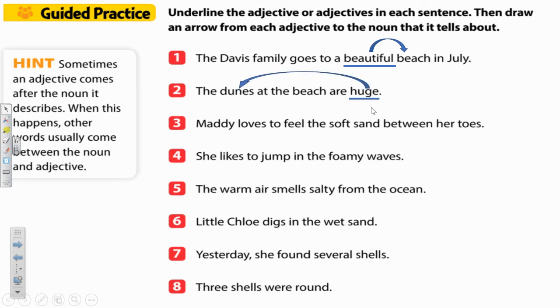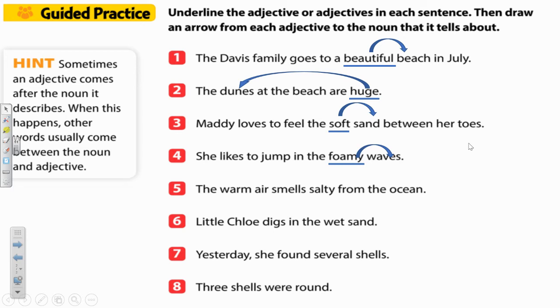Number 3, Maddie loves to feel the soft sand between her toes. I see one adjective here that's describing, again, what kind of something. Do you see it? Right, soft. Soft is describing the sand. Number 4, she likes to jump in the foamy waves. What kind of waves? The adjective here is foamy. So make sure, draw your arrow over to the noun waves.